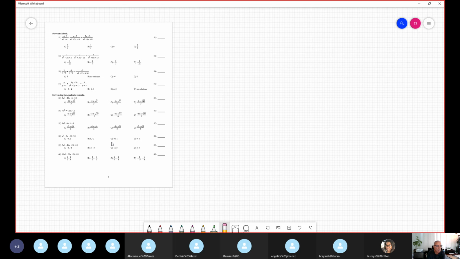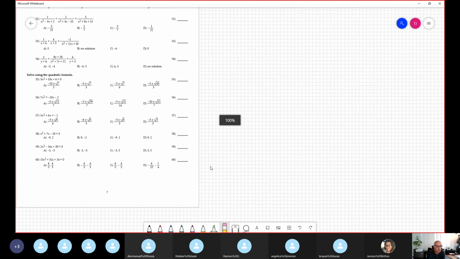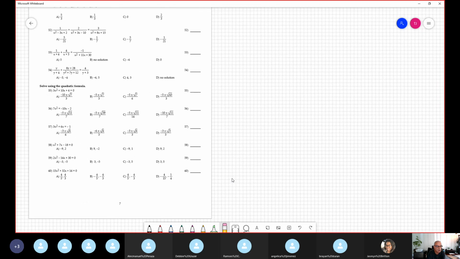Well, we also have a collection of others. Let me pick totally arbitrary ones, for example 56, 57, and 59, why not? If you want to pick another, let me know. Look, 56 is 7x squared equals minus 10x minus 2.